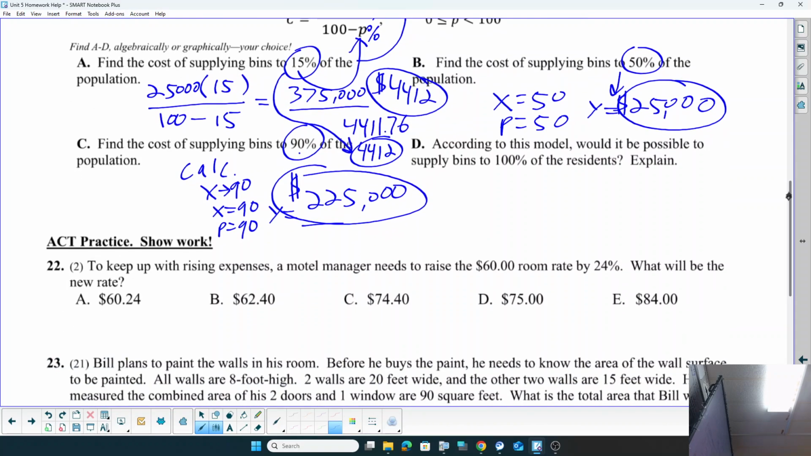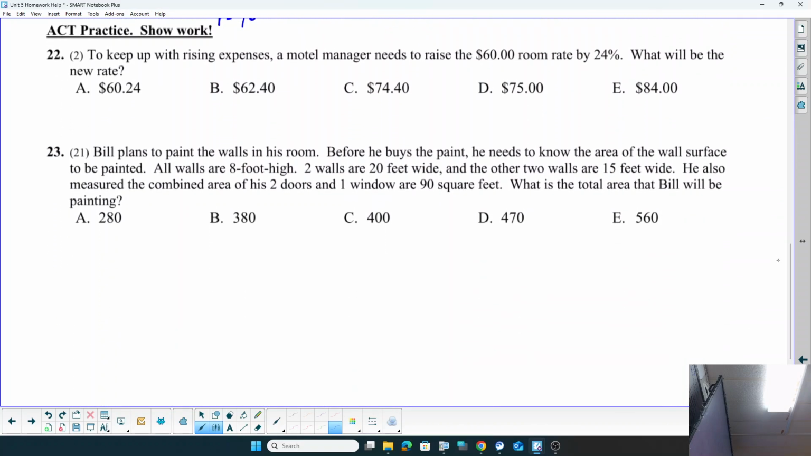Okay, last but not least, number 23. Try 22 on your own. You got this. The hint is raise the $60 room rate by 24% will be the new rate. Okay, Bill plans to paint the walls in his room.